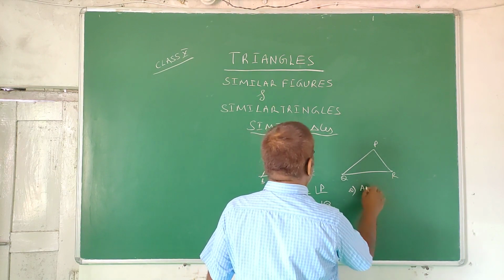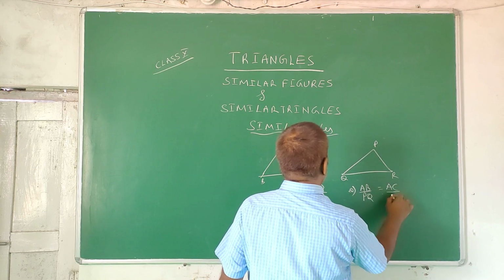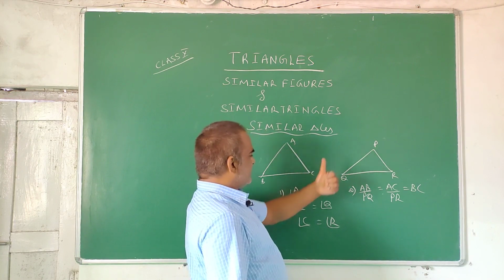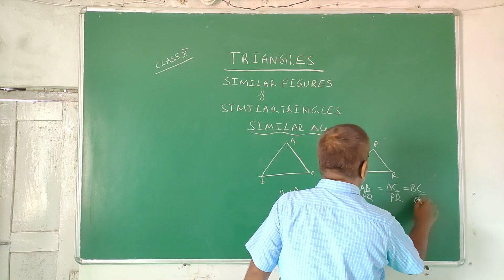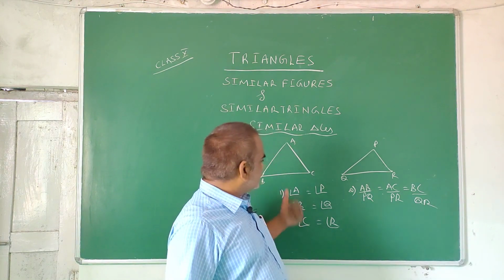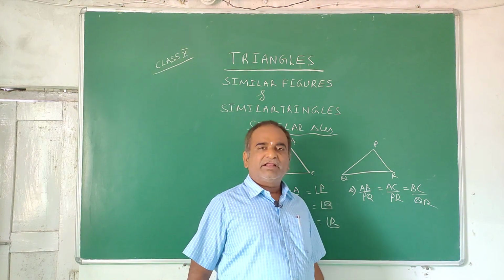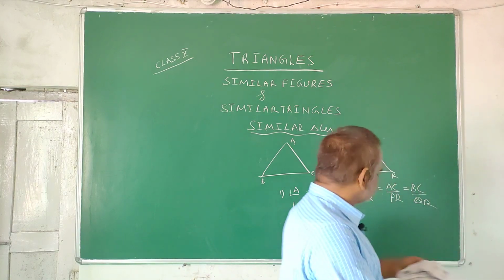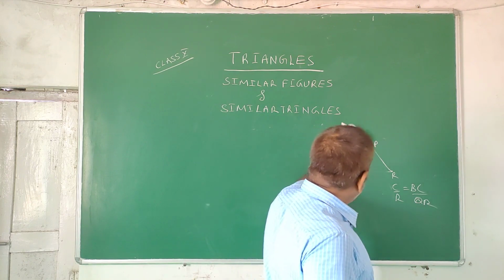That means AB by PQ is equal to AC by PR is equal to BC by QR. Are you following? So if these two conditions are satisfied, then the two triangles are similar. Corresponding angles are equal, and the ratio between corresponding sides is equal. So coming to the next point, notation.